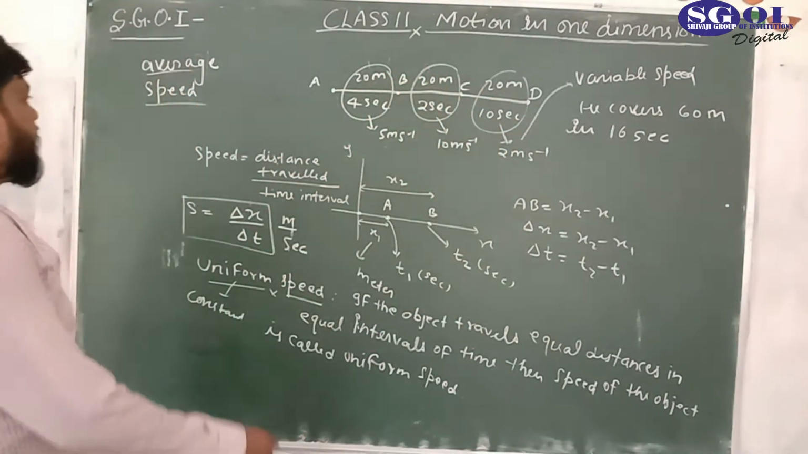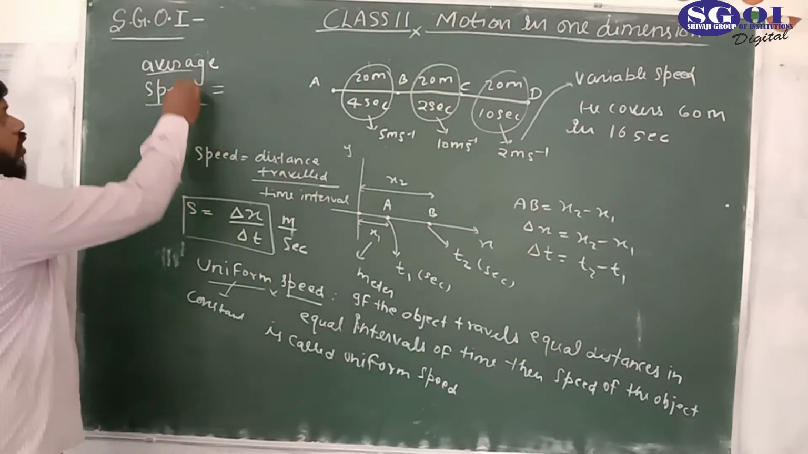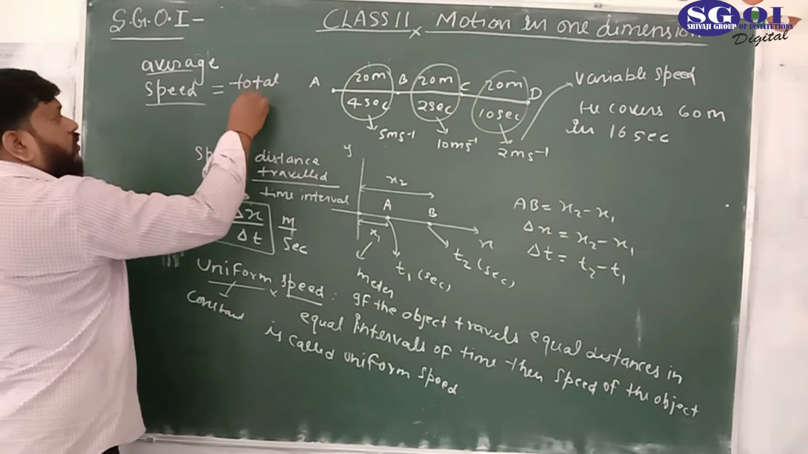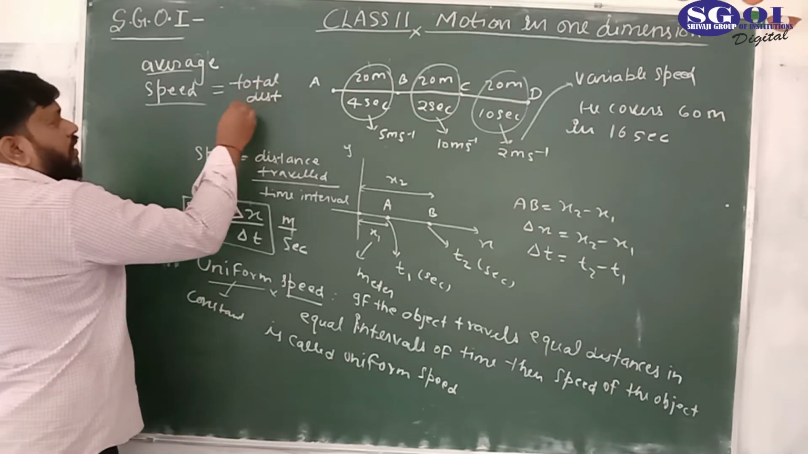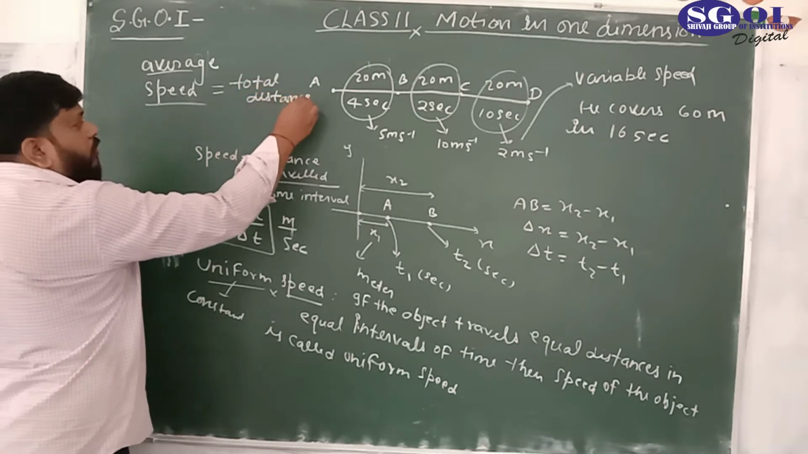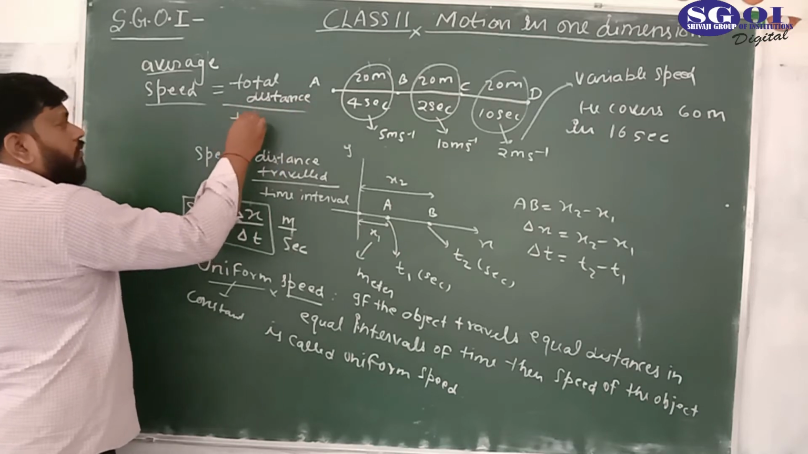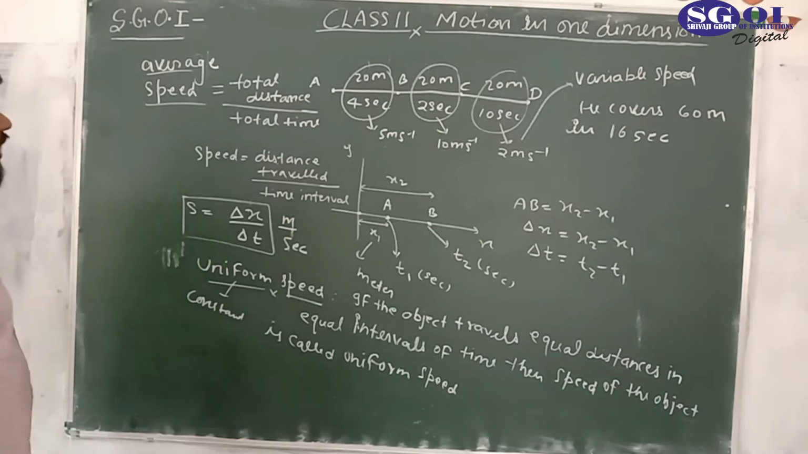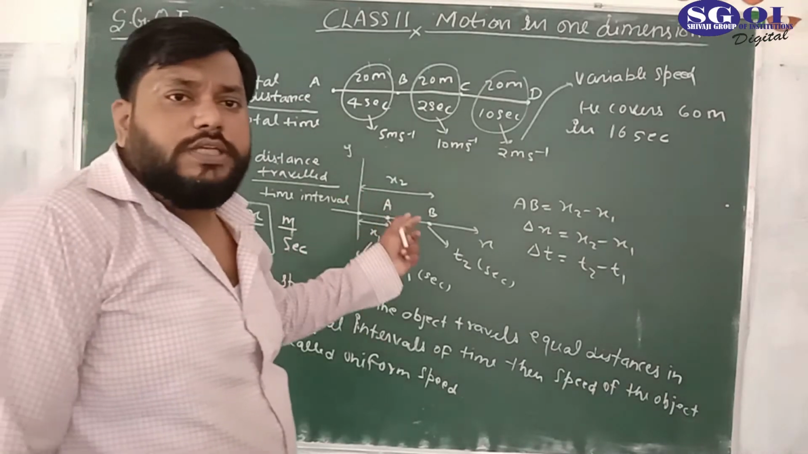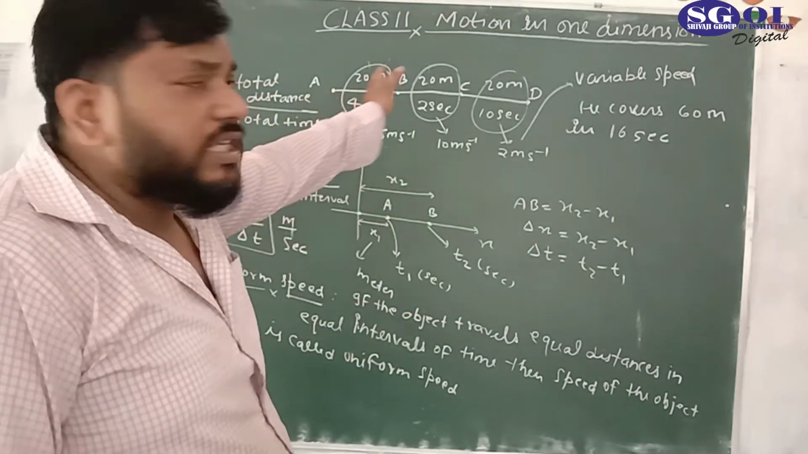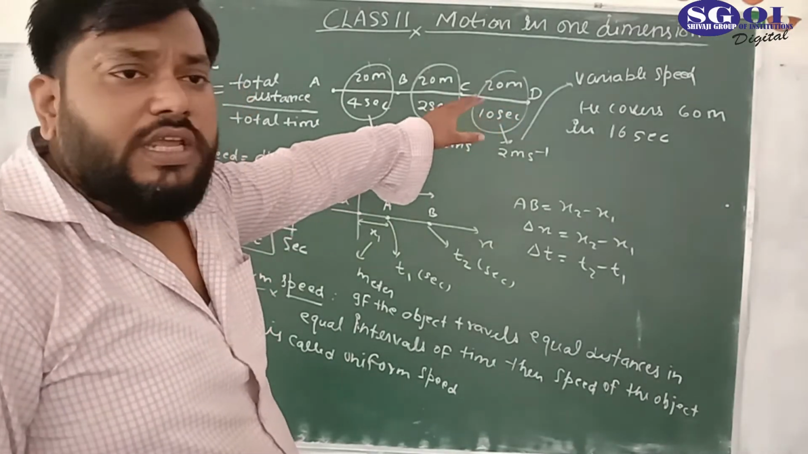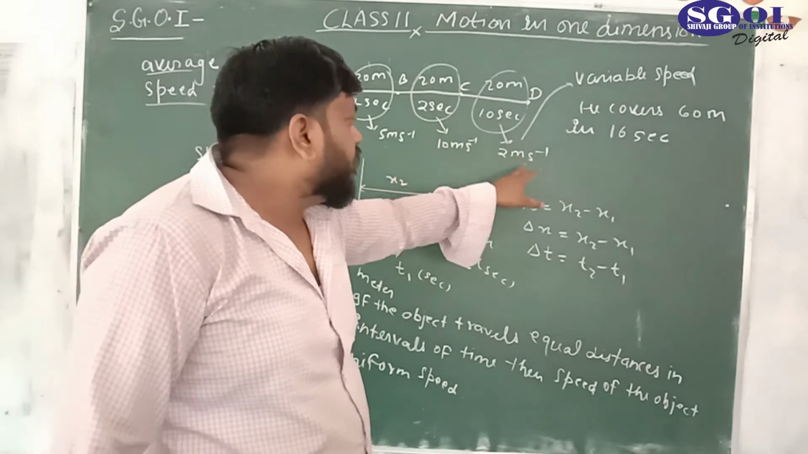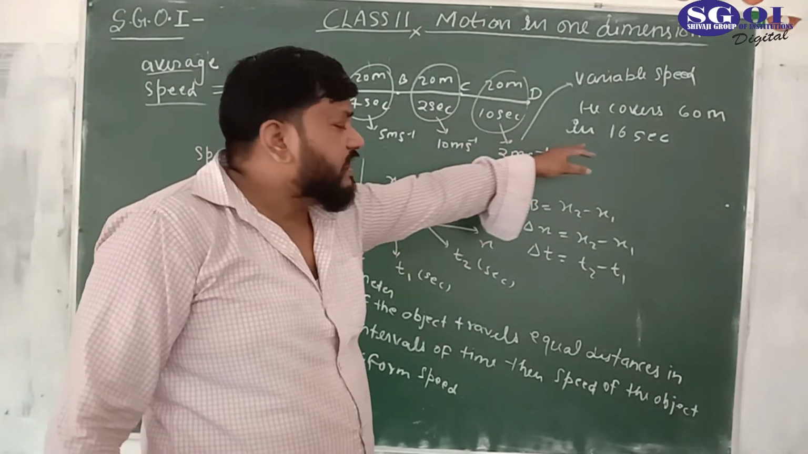So what is the average speed formula? The formula for average speed is total distance upon total time. So the average speed is that speed at which if the object covers the same journey, then it would reach the final destination in the same interval of time. In this case, it is 16 seconds.